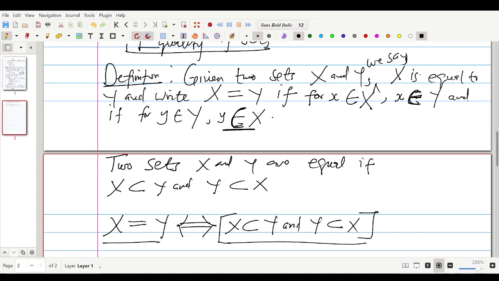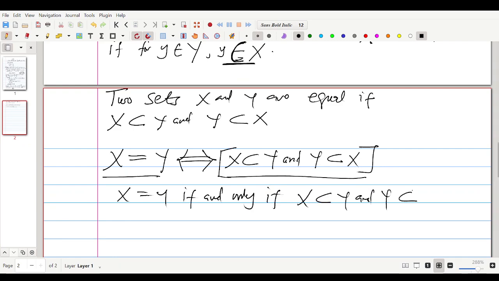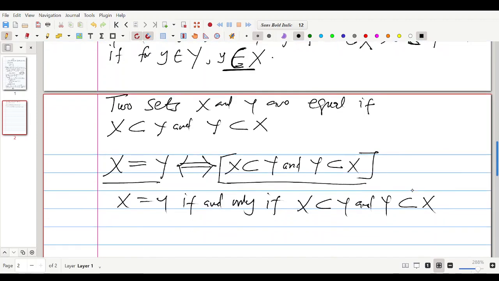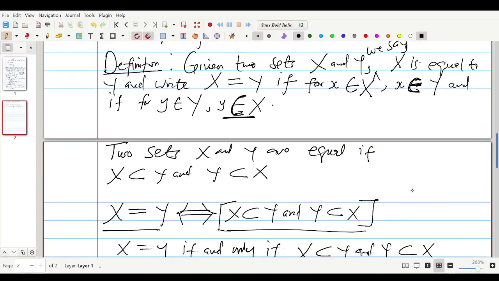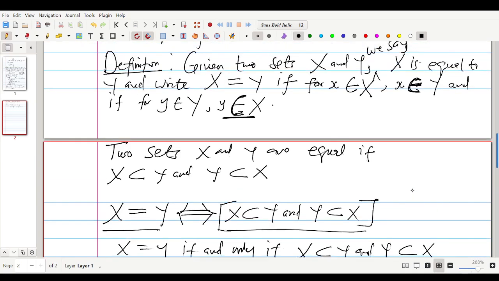Another way of writing this equivalence is to say X equals Y if and only if X is included in Y and Y is included in X. So you see that. This is how to define equality. We can use the membership relation to define it, and we can also use the inclusion relation. Please get it clear, know what it means for two sets to be equal.